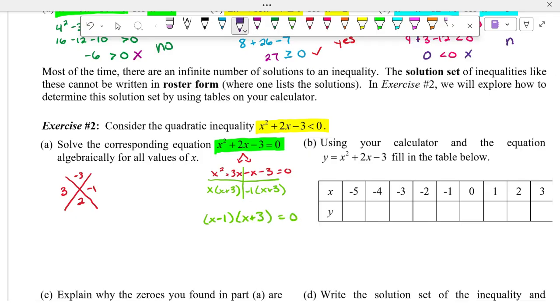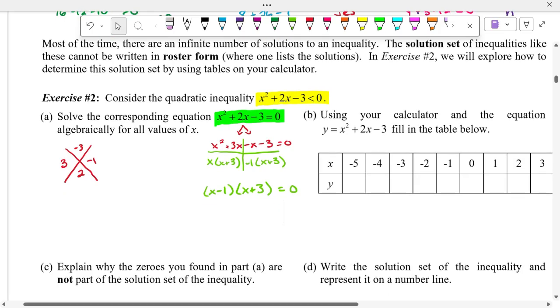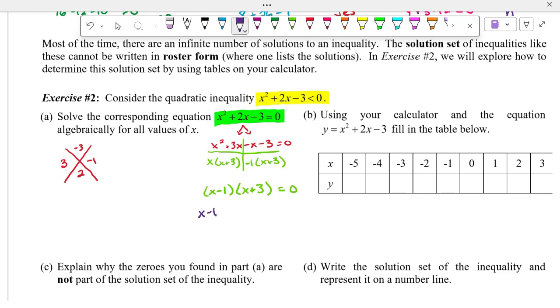Now, since we're solving, this is where a lot of y'all lost points on those short answers yesterday. A lot of y'all factored it, but you didn't solve. All right. So, how do I solve? Set them both equal to 0 and solve those mini equations. So x would equal +1 and x would equal -3. So x is equal to the set of -3 and 1.